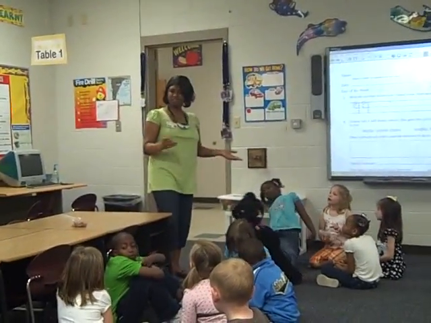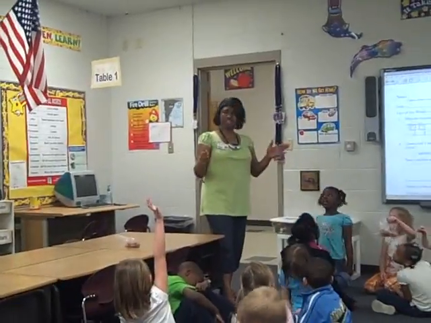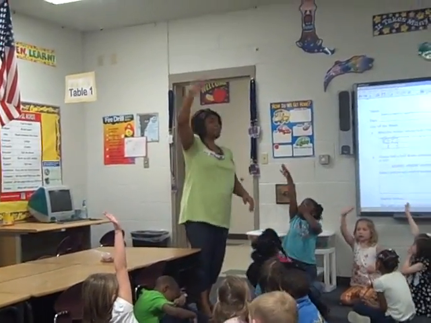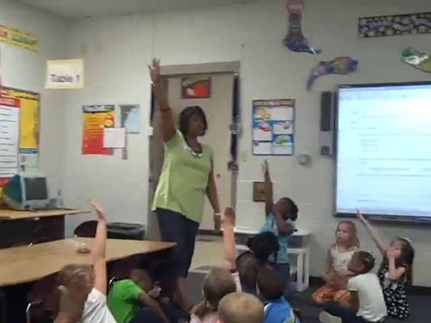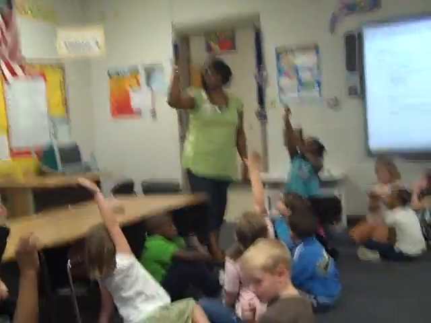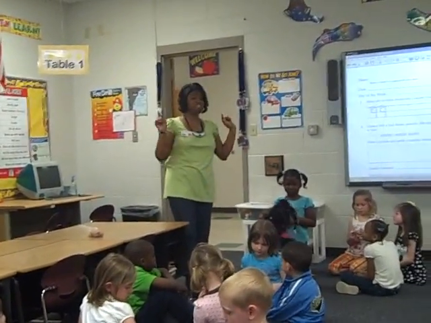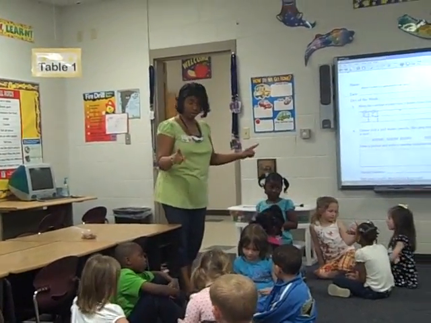And if it's the same, there's another word that means same that mathematicians use. Raise your hand if you know the other word that means the same that mathematicians use. Gary, what's the other word? Equal, yes. A fair share means that everyone in your group is going to get an equal amount.